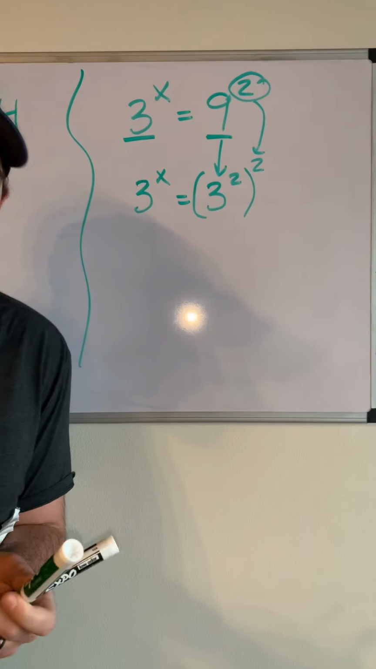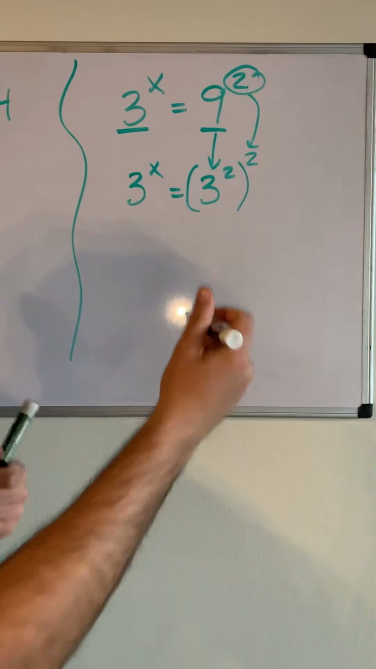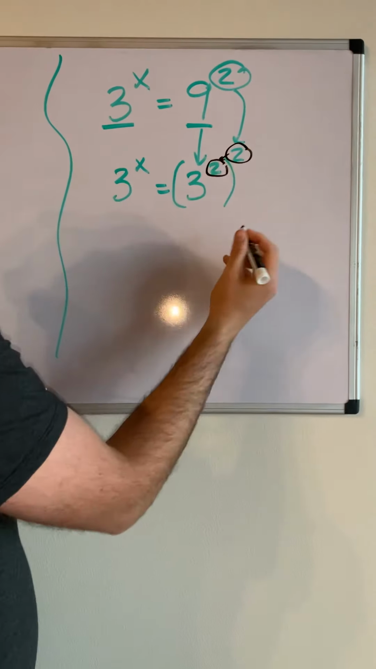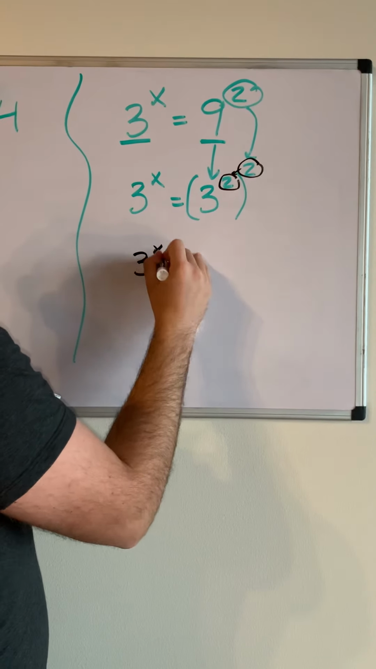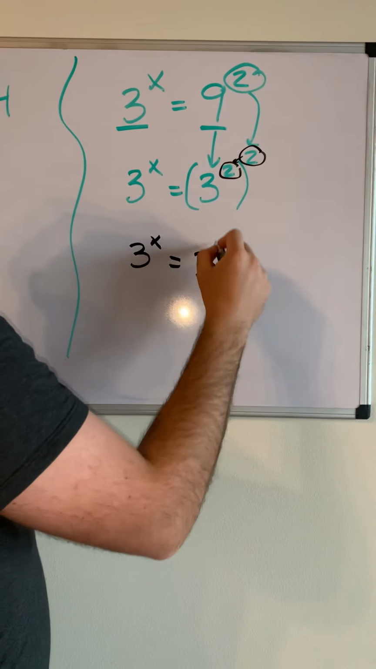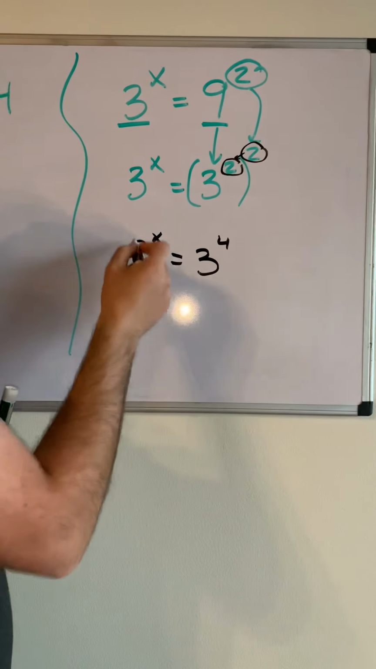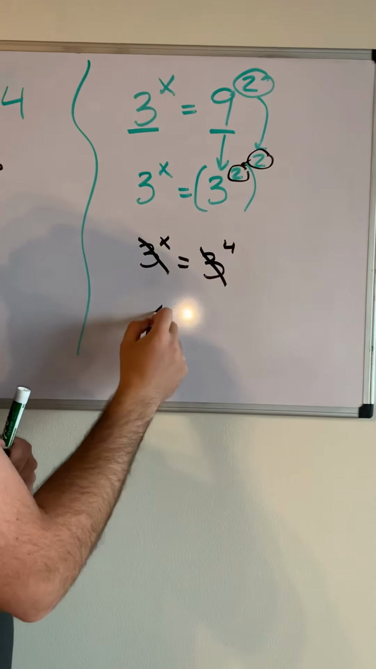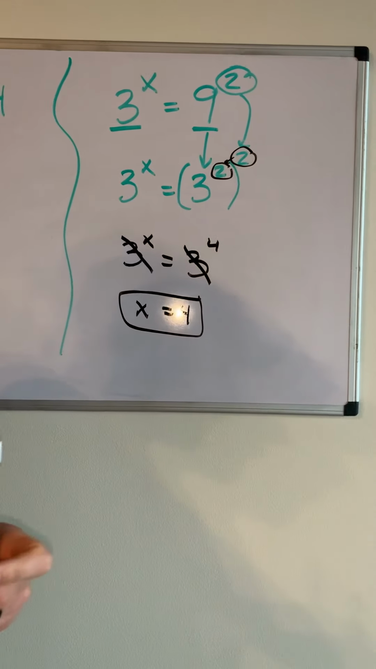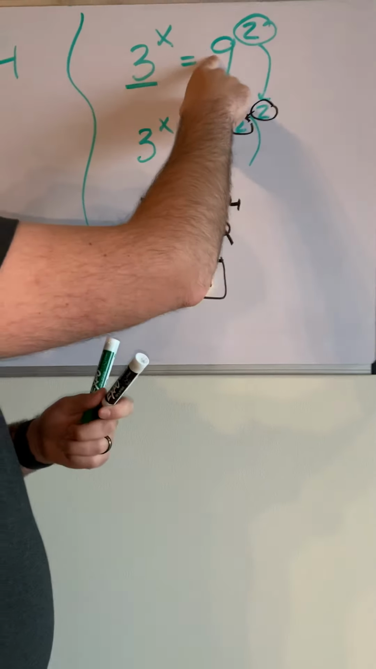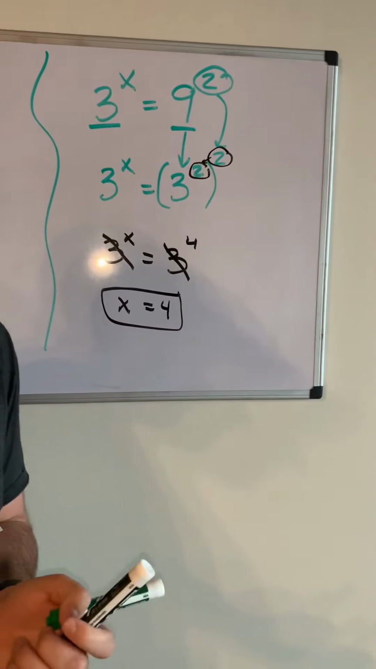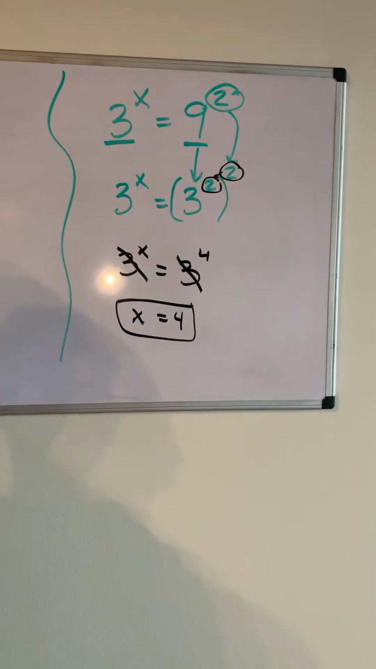This is where our exponent properties come into play, because I now have to multiply those. So I would get 3 to the x equals, well, 2 times 2 is 4. 3 to the 4. I can drop those, and x equals 4. So you got to get pretty good at changing your bases here. So even though this is 9, I got to make sure that I'm writing it as like 3 squared or 3 cubed or whatever it might be.